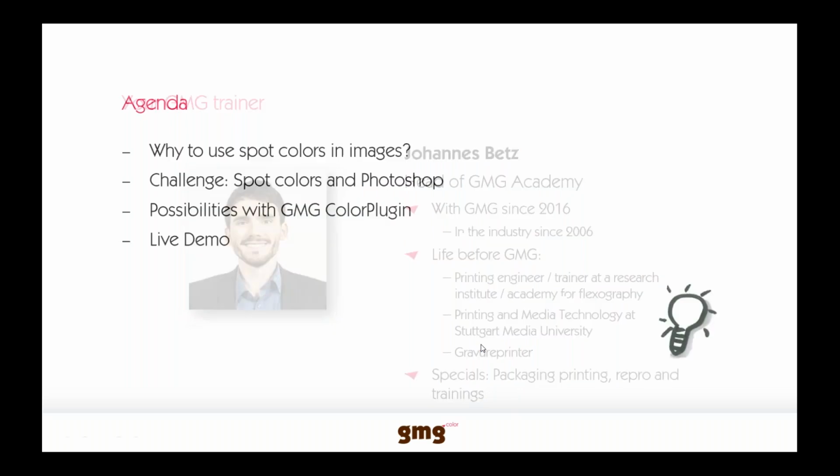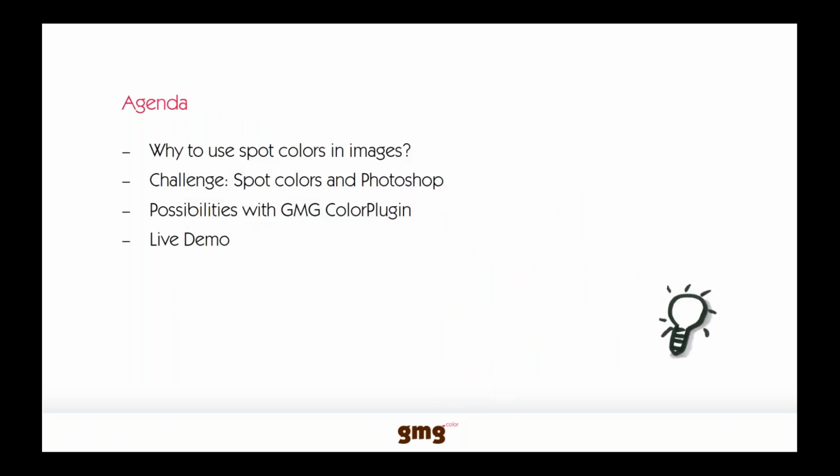All right, that's so much about my person and GMG. Quickly going into the topic: before I show you the plugin live in Photoshop, I quickly want to mention why to use spot colors in images. What are the reasons to have spot colors also in pixel-based objects? What is the challenge of having spot colors in Photoshop normally? And which possibilities do we have with the ColorPlugin? I will show the different possibilities directly in live demo sessions later on, after a small theory session of maximum 10 minutes.